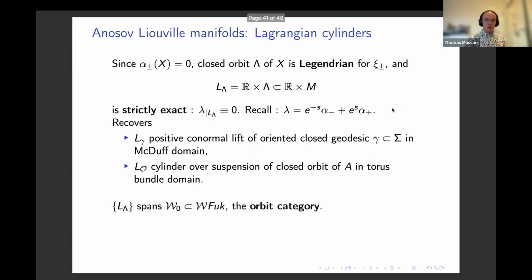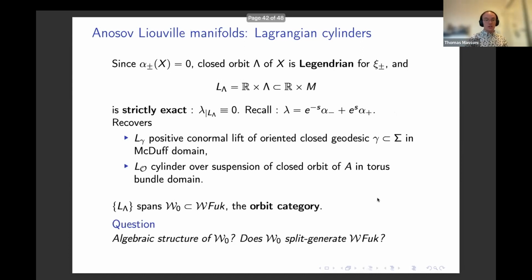So we always have these Lagrangians, and they naturally span the subcategory of the wrapped Fukaya category that we call the orbit category, because we can think about it as putting an A-infinity structure on the set of simple closed orbits of the Anosov flow. And now we can ask a number of questions. So what is the algebraic structure of this category? Maybe it's just trivial, it's unclear. And does it split-generate the wrapped Fukaya category, meaning that, loosely speaking, we can recover the full wrapped Fukaya category algebraically from this smaller collection of objects?